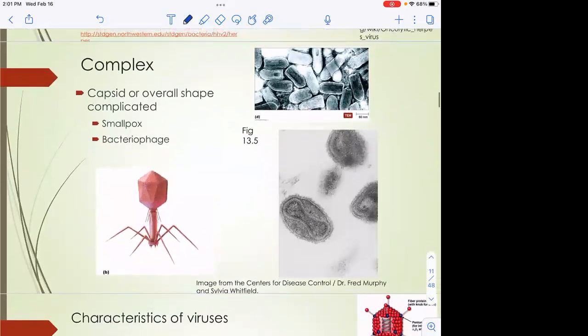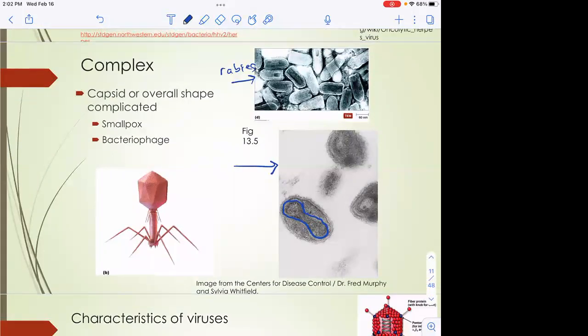And then the last category, complex. Again, these are virion shapes that just don't fall into any particular type of symmetry. Smallpox, that's this one on the right here, that's always considered complex. It's got this really bizarre shaped capsid. Oftentimes rabies up here is considered complex. It has a membrane that, because of the proteins that are in it, gives it a bullet shape, which is kind of unusual.